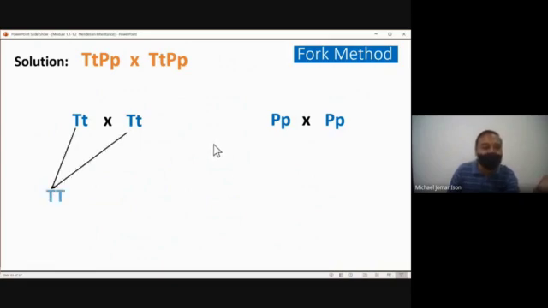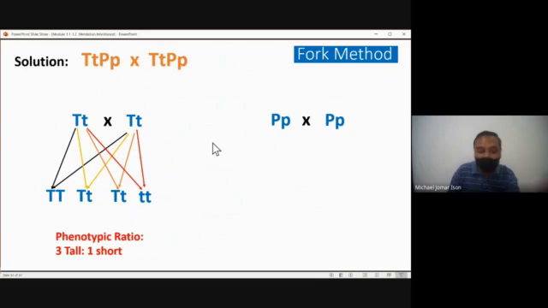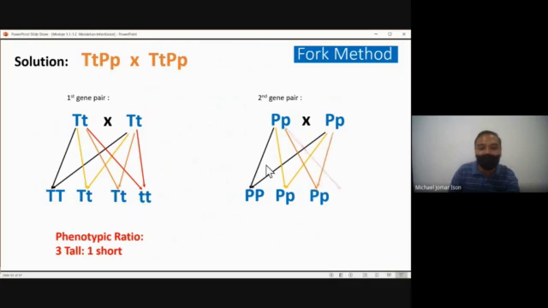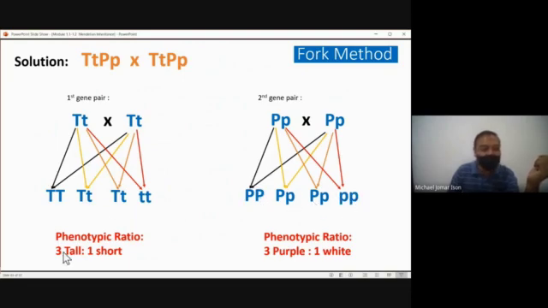So again, just get the genotypes for the first gene pair, and its phenotypic ratio will now become tall and short, and then the second gene pair as well. Combine the first with the second, and you will get a phenotypic ratio of 3 purple is to 1 white. So you'll notice this is 3/4 tall, 1/4 short, 3/4 purple, and 1/4 white.